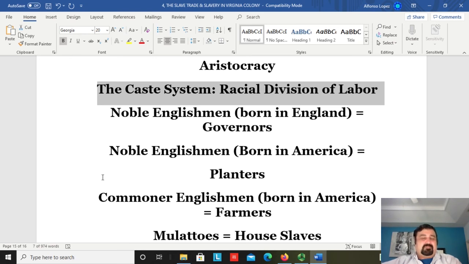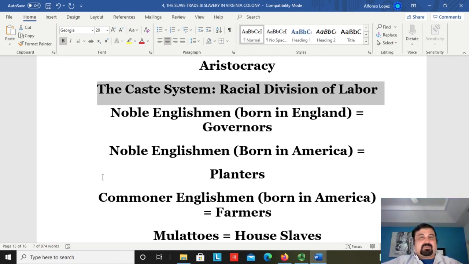Those were actually members of the nobility that were born in England, and they were given the function to be the governors of the colony. So to be a governor in the colony, you need to be born in England. The reason for that is simple: you need to be as close as possible to the mother country. You need to be very loyal, very close to the king, to the parliament. And so who else other than a British nobleman born in England?